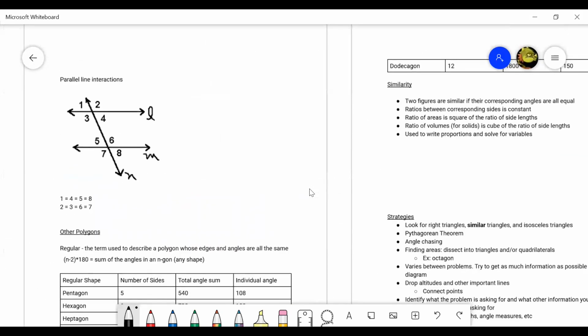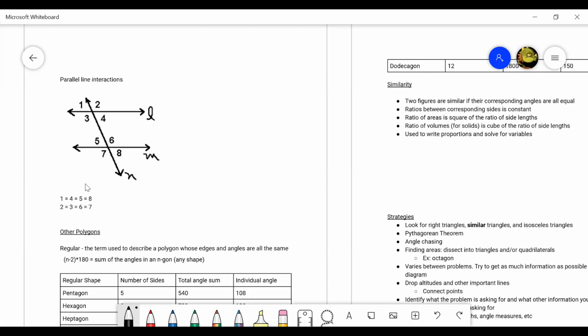Next up is parallel line interactions, and yes, this is kind of basic, but I just labeled that angles 1, 4, 5, 8 are equal, and angles 2, 3, 6, and 7 are equal for parallel lines where L and M are parallel, and N, the transversal, is cutting through both of them.